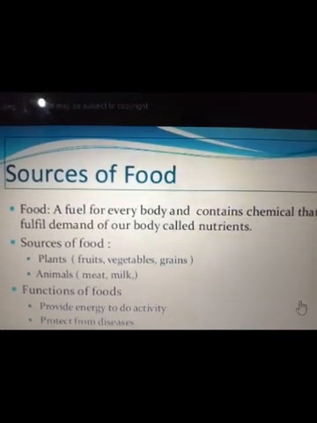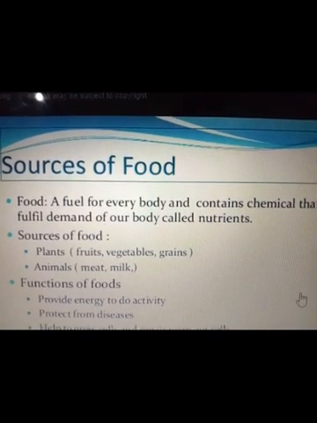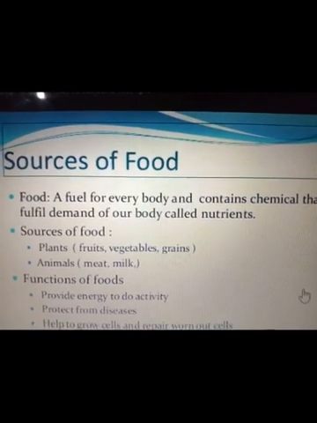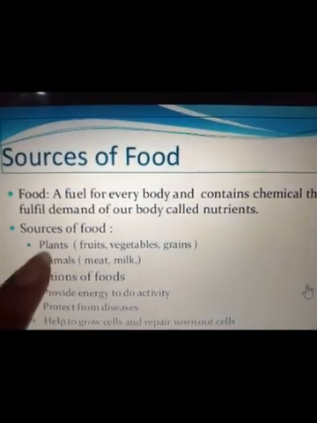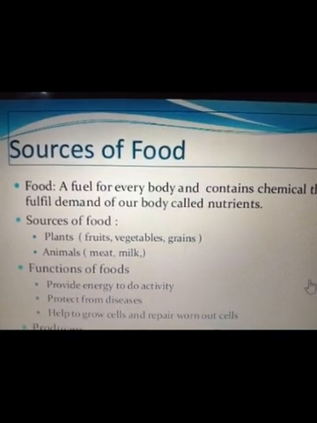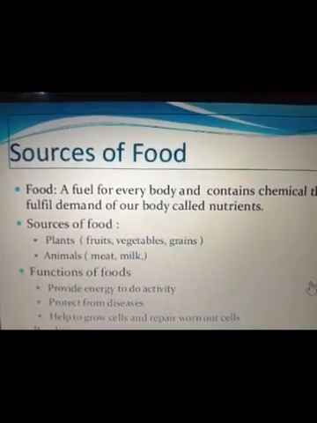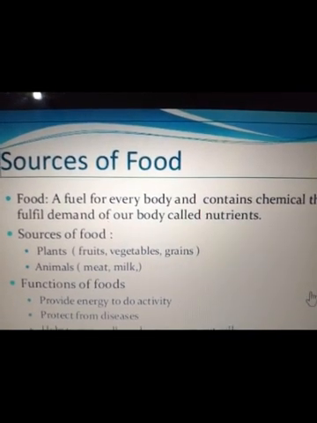So now sources of food, that means from where we get food. So we get food from plants and animals. From plants we get fruits, vegetables, grains, and from animals we get meat and milk, eggs.